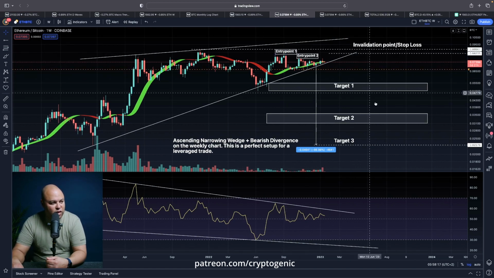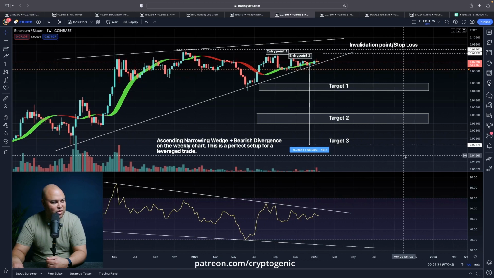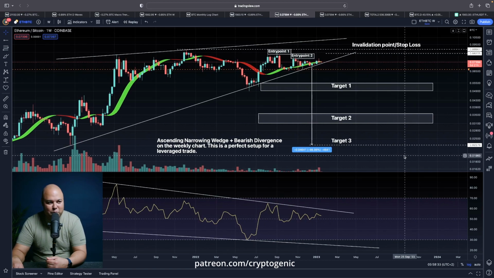By the way, this chart is what I gave to my Patreon, I guess a few weeks ago. And one of the guys in my group actually shorted Ethereum here, and he's up $9,000 so far in that trade. So that's been very, very profitable for him.